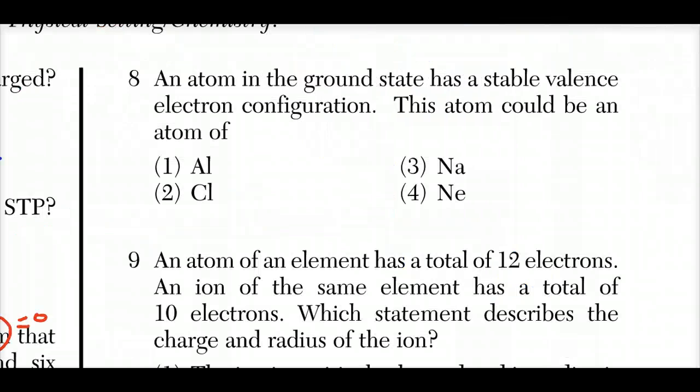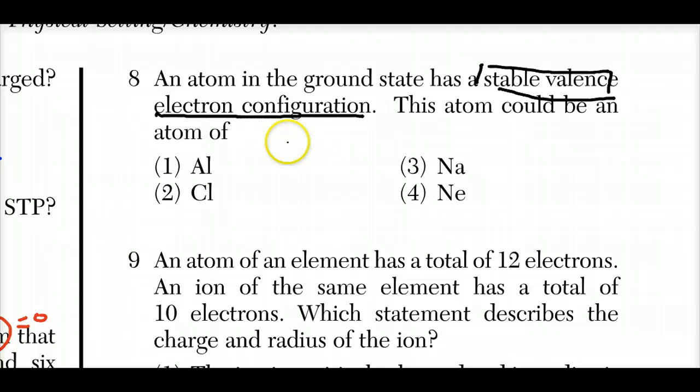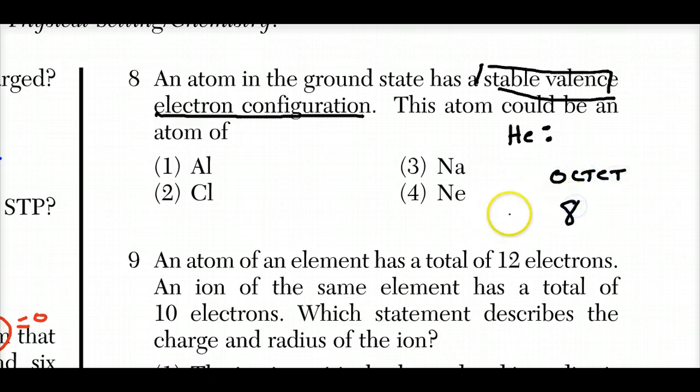Number 8. An atom in the ground state has a stable valence electron configuration. This atom could be an atom of what? Now, stable valence electron configuration means that we are dealing with a noble gas. Noble gases, with the exception of helium, which holds 2 electrons, its energy level is filled. Other noble gases will follow the octet rule. And the octet rule, very simply, is having 8 electrons.